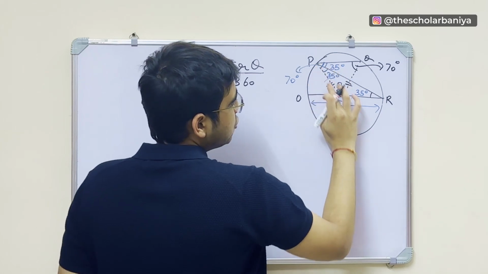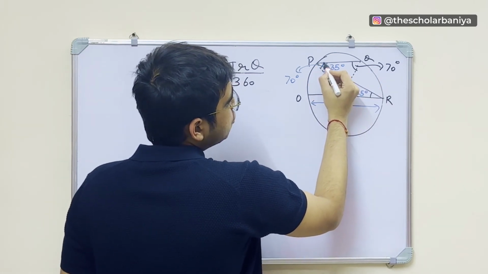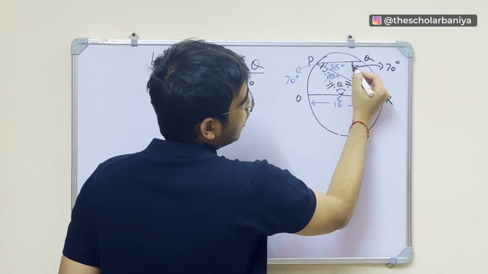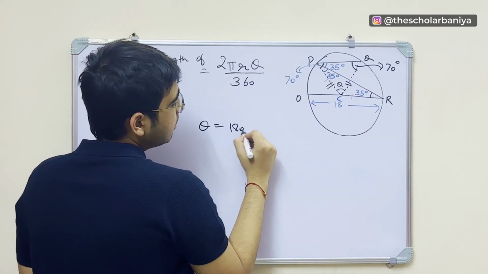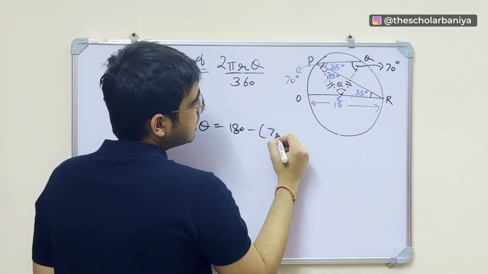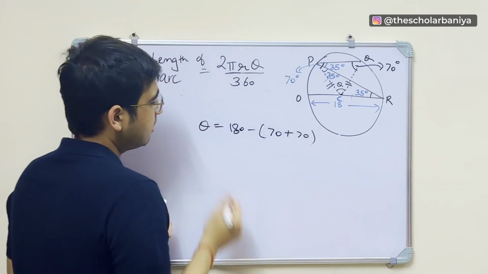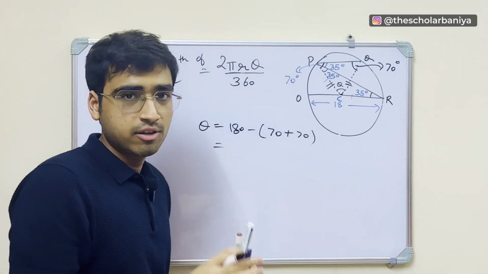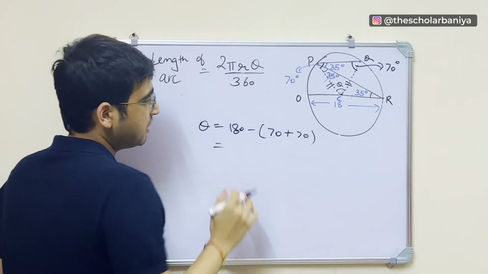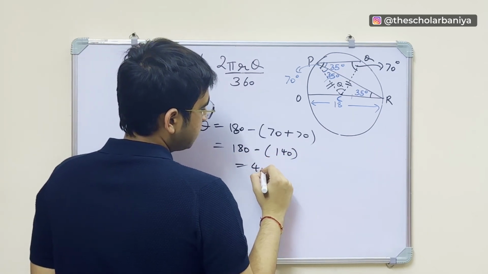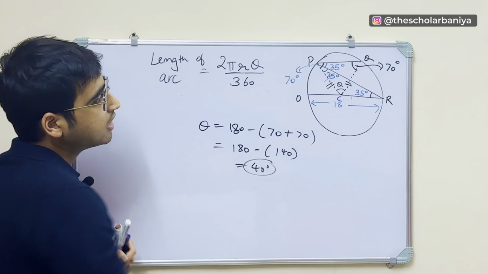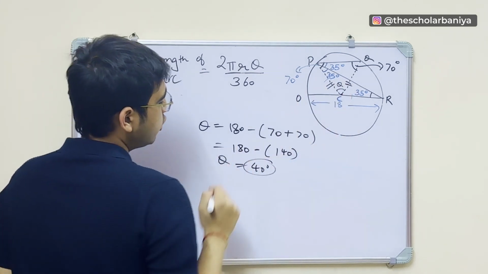Now tell me, in this triangle, one angle is how much? 70. The other is how much? 70. So how much will theta be? Theta will be 180 minus 70 plus 70, right? Again, I don't need to do all of this calculation, but I'm just doing it so that it is clear to you. 180 minus 140, which is 40 degrees, right? So theta comes out to be 40.